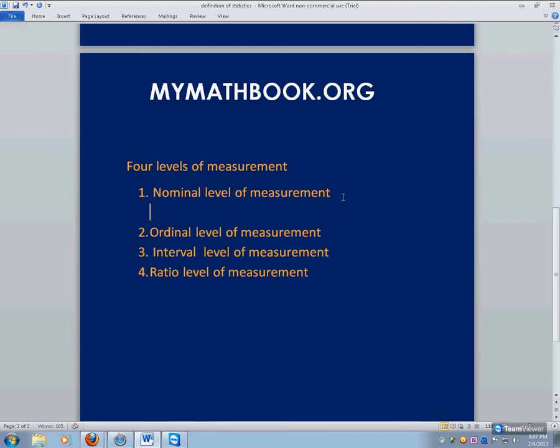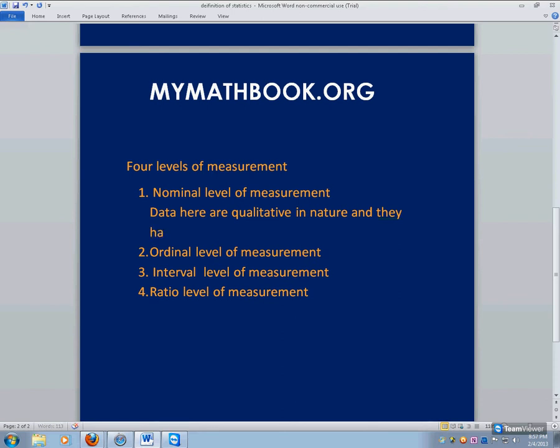It will help us. The very first one, which is the nominal level of measurement, has particular characteristics here. They are qualitative in nature and they have no mathematical computation.